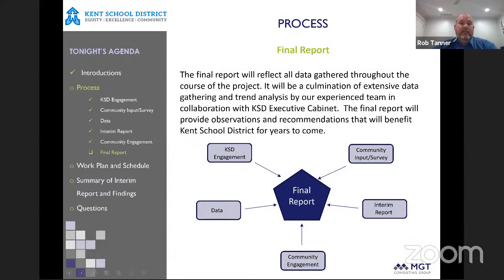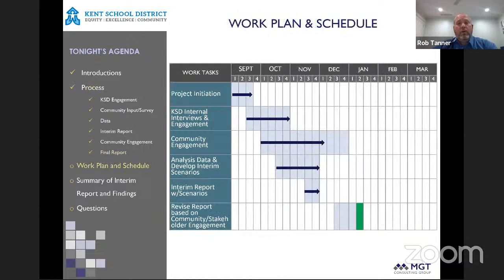And then finally, the final report. So taking all that information, all that input, and coming up with what that final report and recommendations are. This is the work plan that we came up with at project initiation, and I'm happy to say that I believe we are on track with where we want to be to finish in that second week of January.